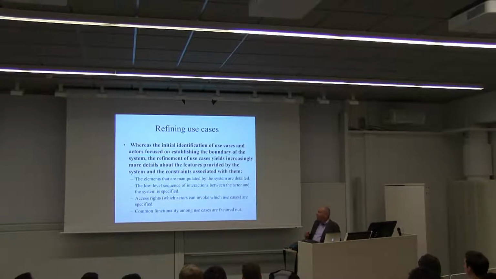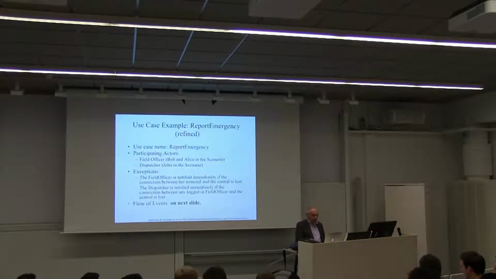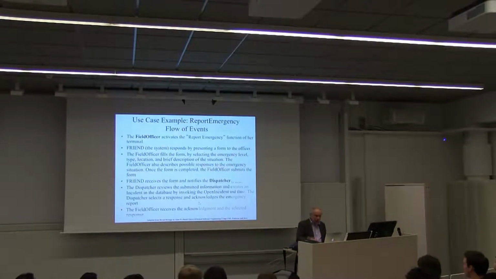You define access rights, and some of the functionalities can be factored out via approaches that we have already in use case diagram, like extend, include, and also inheritance. So if we go to refined use case, then we already have correct name, we already have participating actors, and define all exceptions, and then flow of events may look like this. It's just an example, we don't follow it, but you see quite good level of details.